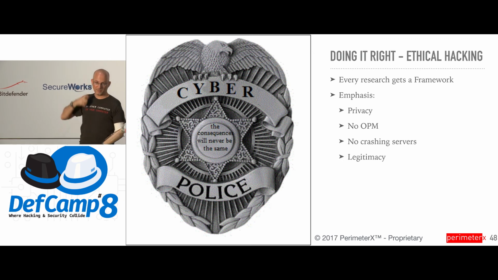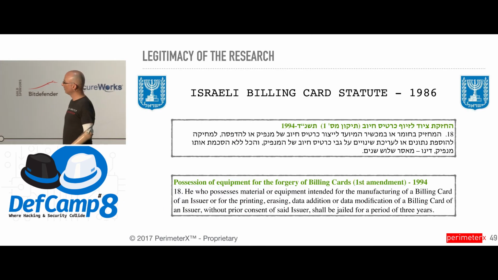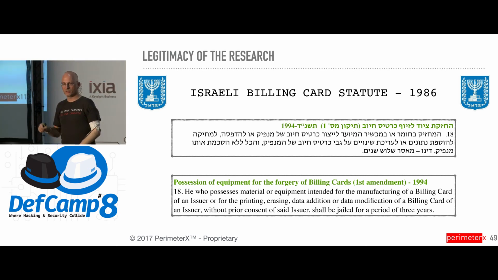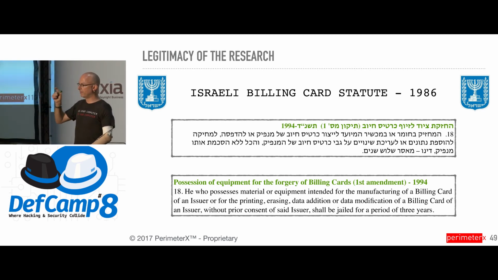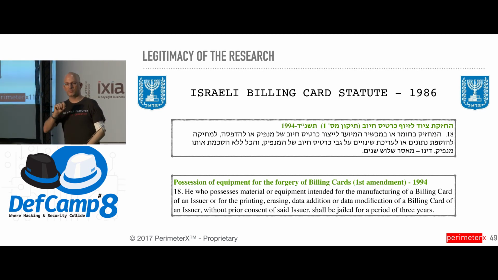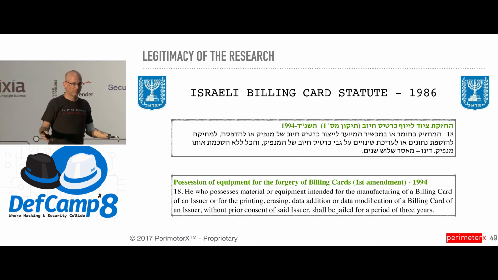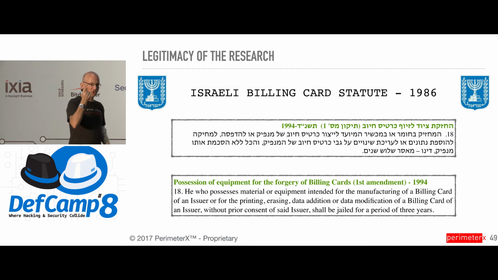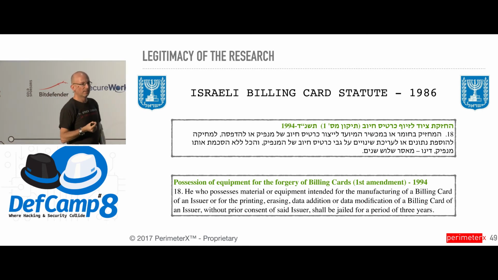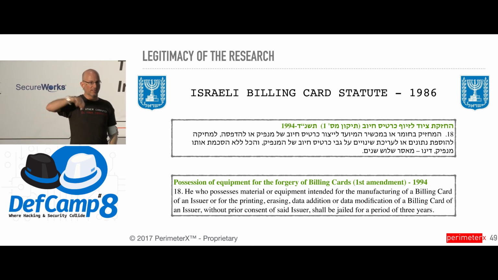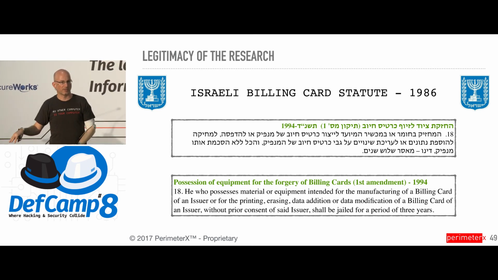Now, why am I saying that? Because in Israel there is what's called the Israeli Billing Card Statute. And basically it says that any modification of the magnetic stripe of a billing card without the written permission of the body that issued the card is criminal. Okay? If I take a credit card and I change one bit, it's a crime. It's a crime against the state. So the person that owns the card doesn't even have to complain. The police can just come and arrest me.